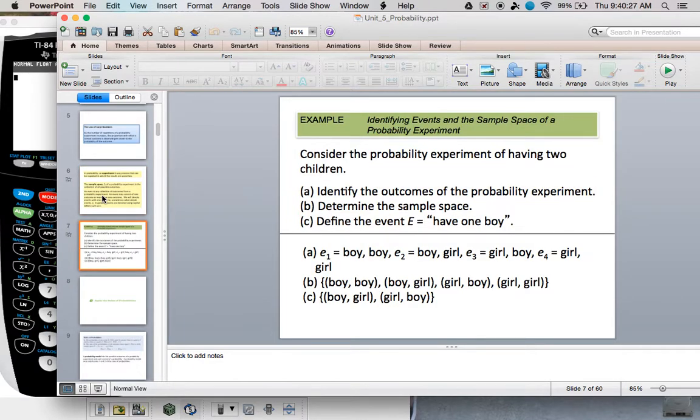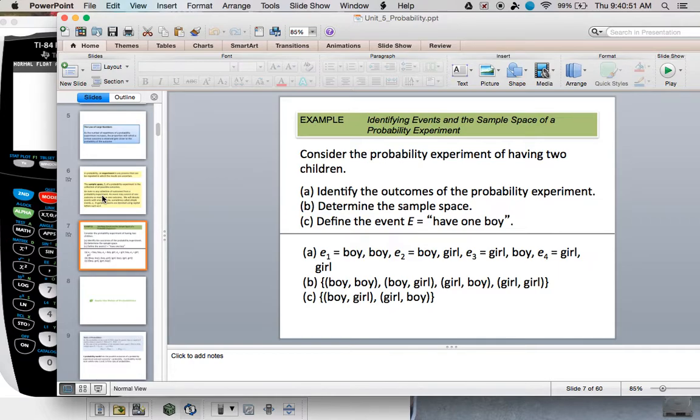So let's take our first example. Let's consider the probability experiment of having 2 children. That's the experiment. A. Identify the outcomes of the probability experiment. Well, you could have a boy then a boy, a boy then a girl, a girl then a boy, and a girl then a girl.